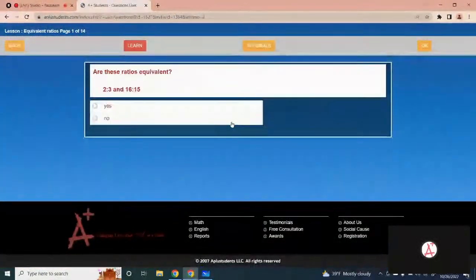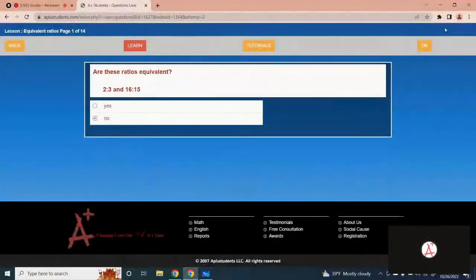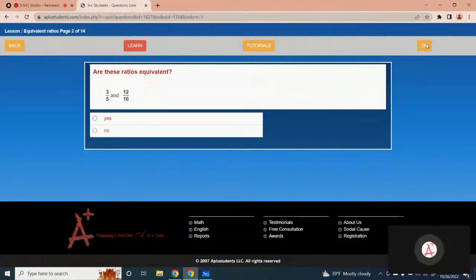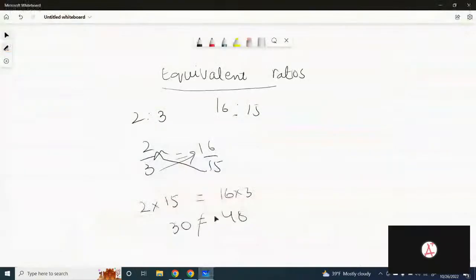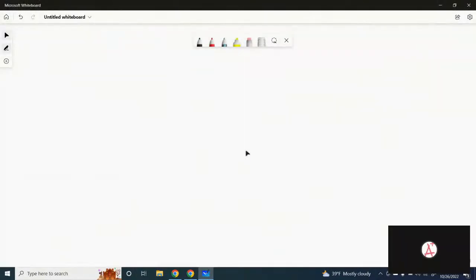Okay, that's the one we just did on the board, 2 ratio 3 and 16 ratio 15. Yes, the answer is no. Got it? Just select the correct option and click on the OK button. Okay, the next one is 3 by 5 and 12 by 10. Let's see if they are equivalent.